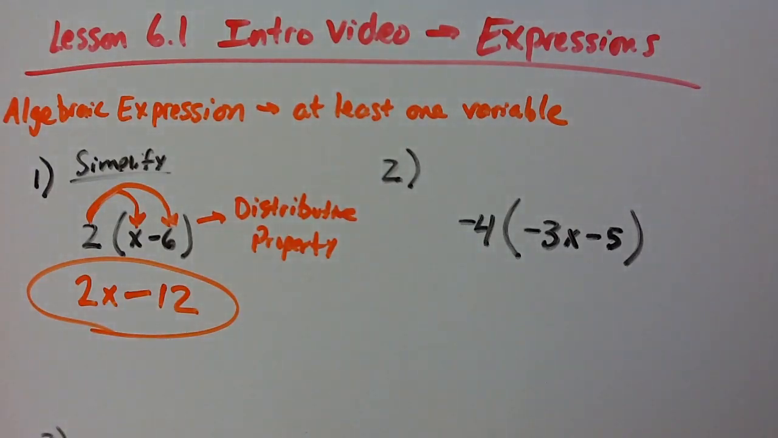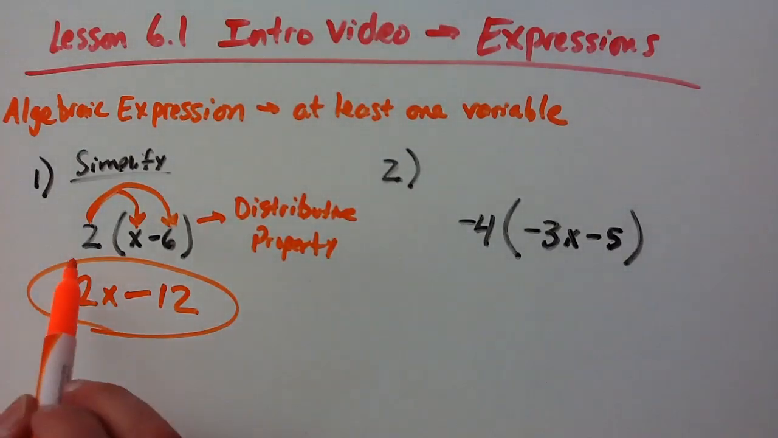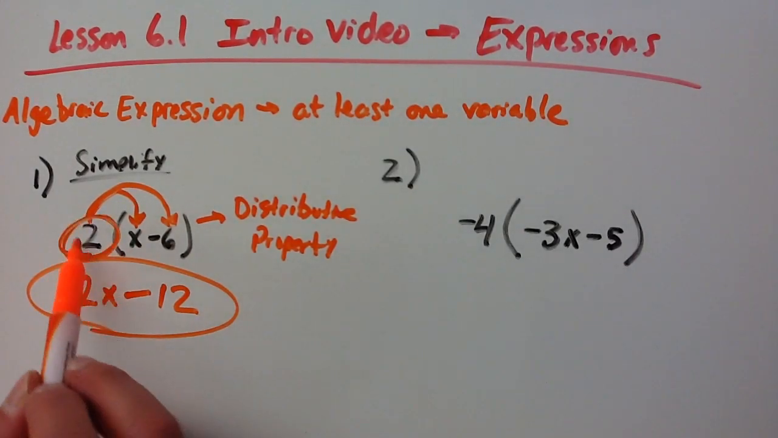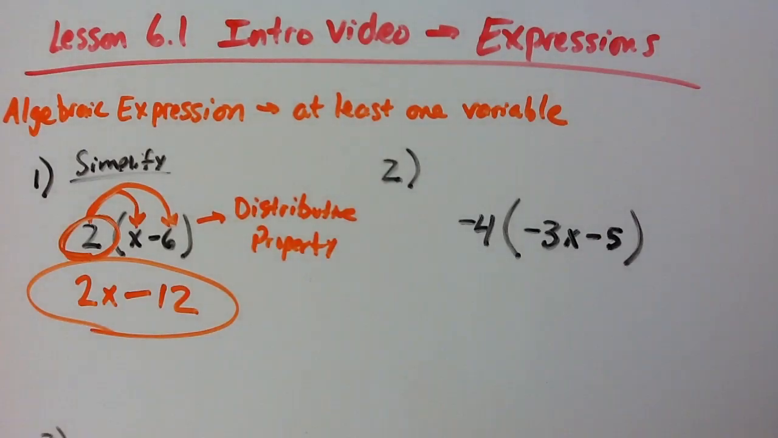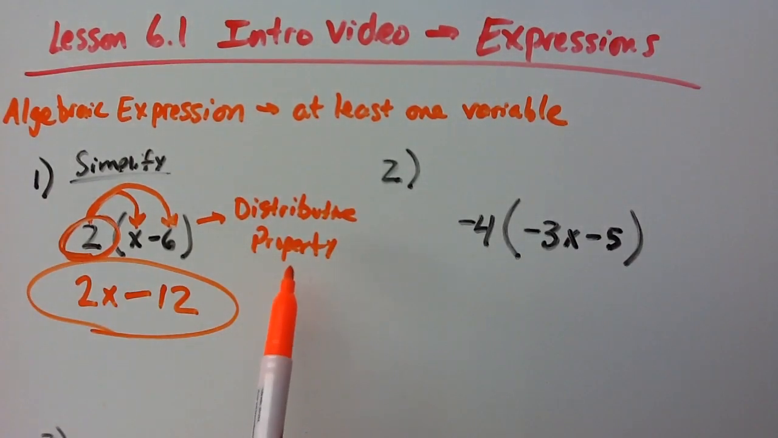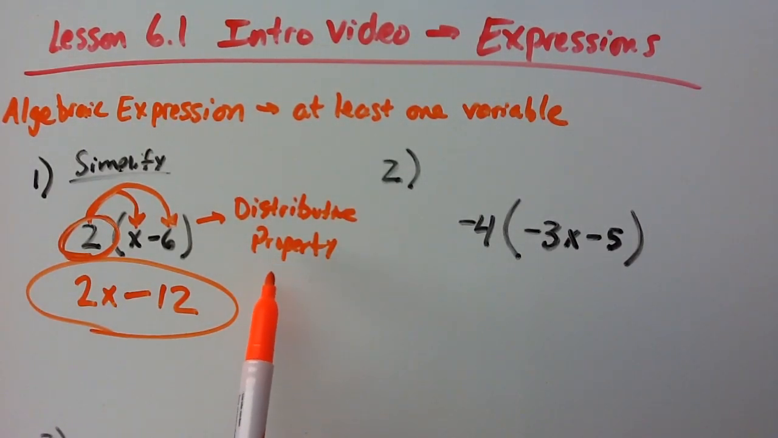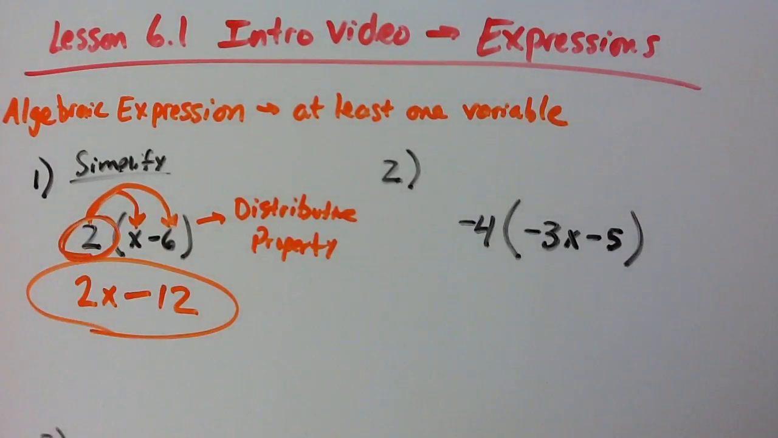And so if we ask ourselves, what's the variable? Well, the variable is x, right? That unknown number. What number did we distribute? We distributed the number 2 to both terms inside the parentheses. Whenever you distribute, you only distribute to the numbers or to the terms inside the parentheses. So we distributed the number 2.